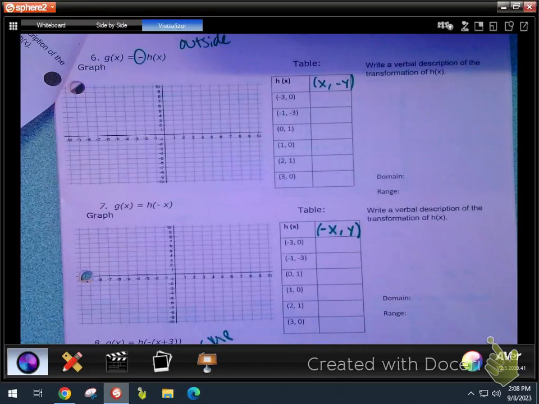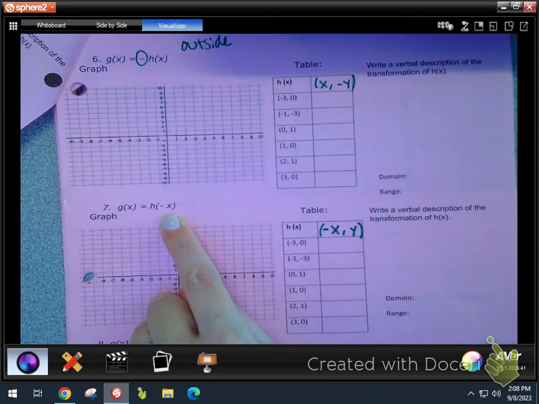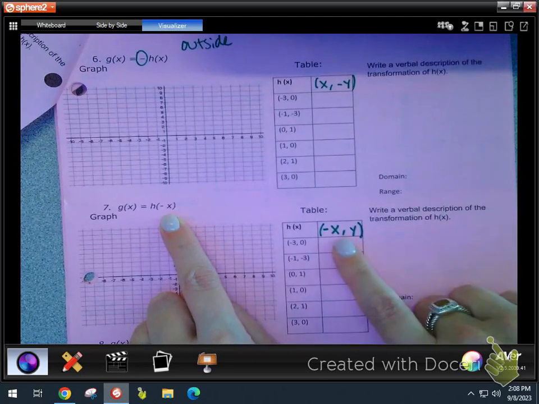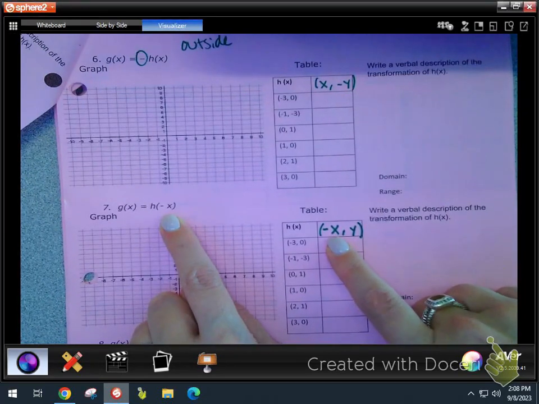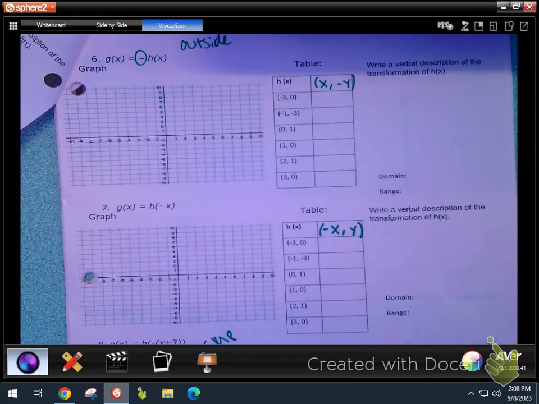Reflections are the only time that the inside opposite rule does not really count. Because like on number 7, that negative is inside, correct? I can't just ignore it. I do actually have to do the reflection, multiply my x's by negative. So that's like the one time inside opposite is not the same.